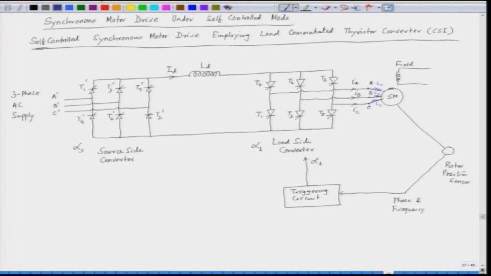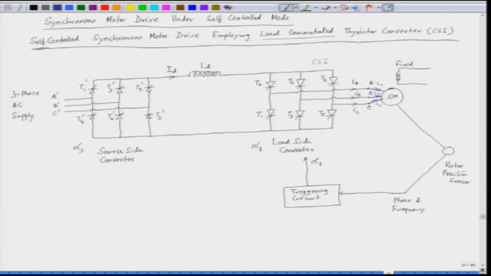Now, this load side converter, which has SCRs, is also known as a CSI, current source inverter. These have to be commutated by the back EMF of the synchronous machine, because these SCRs do not have any force commutation circuit. When they are triggered, they have to be turned off by the back EMF. So, this is called a load commutated thyristor converter, because this thyristor converter is commutated by the load, which is the back EMF of the synchronous machine.